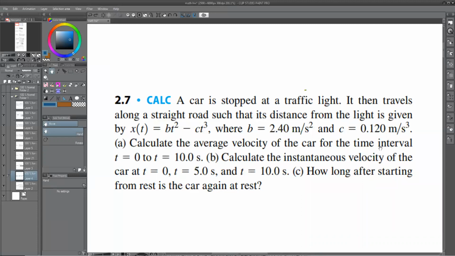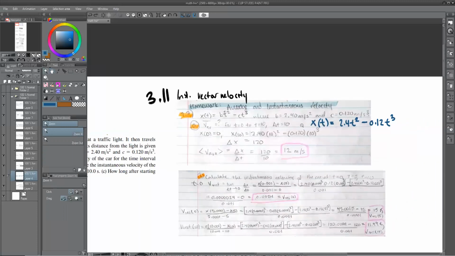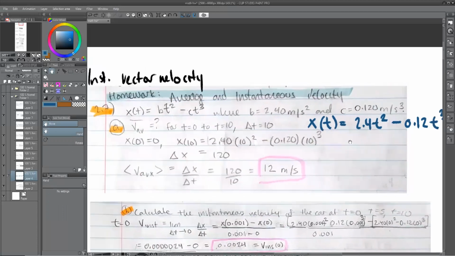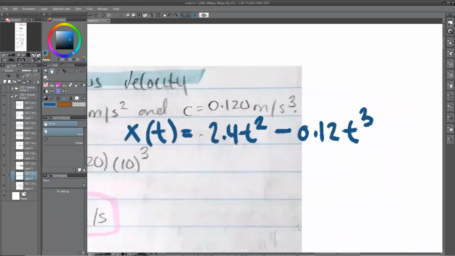So we're going to do that one first. Basically, you're given this equation and you're given values to plug into the equation. So it's more complicated than it actually is. Once you plug in the values, your equation is literally just going to be x of t is equal to, this was going to be b originally, but it's 2.4, and this was c originally, but it's 0.12. So this is your equation.